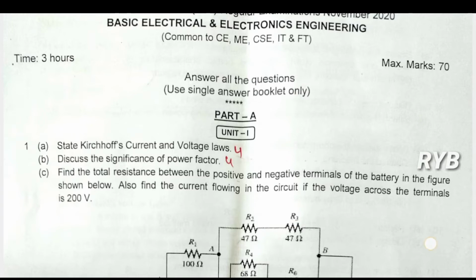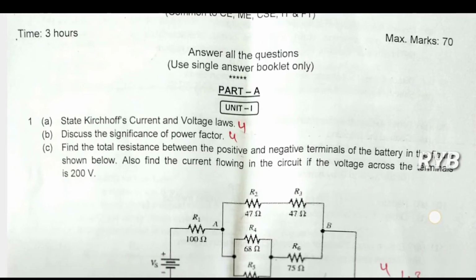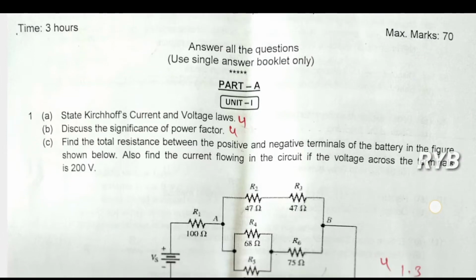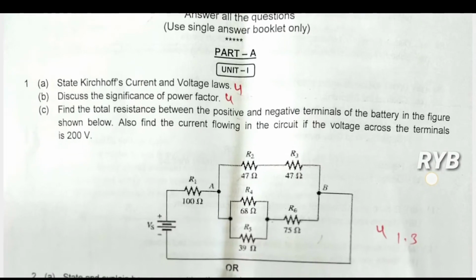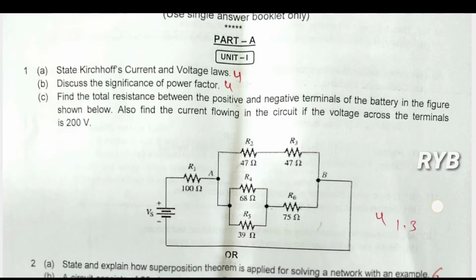Let us see the answer. Finally, the total PDF you can also download from the description. The second question is: find the total resistance between the positive and negative terminals of the battery in the figure shown. Total resistance, the equivalent resistance, we have to find out, that is the question.